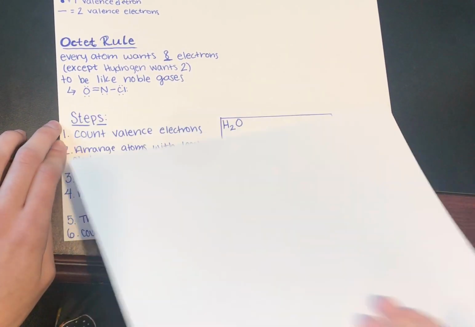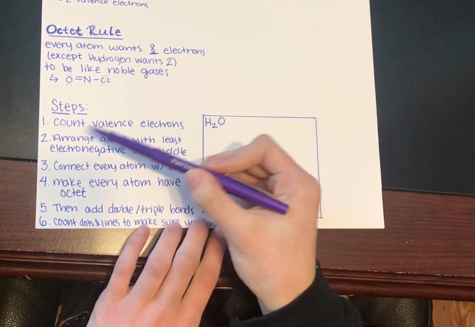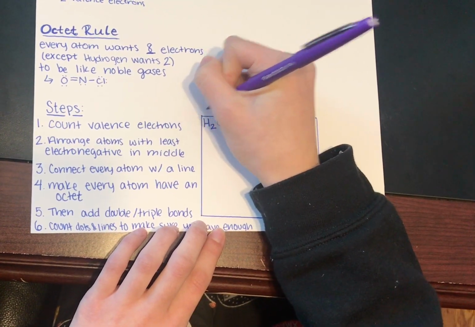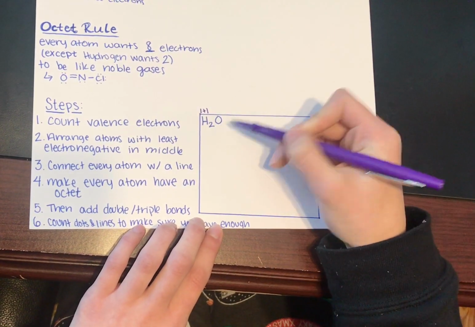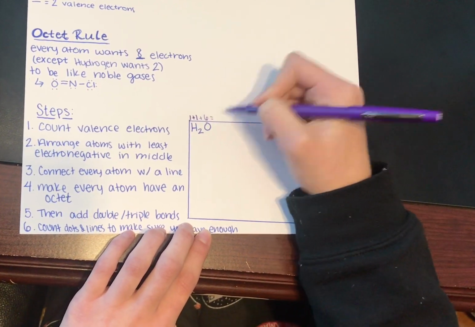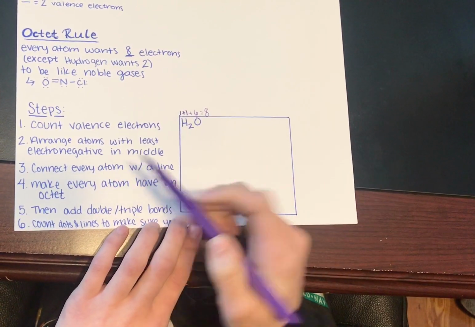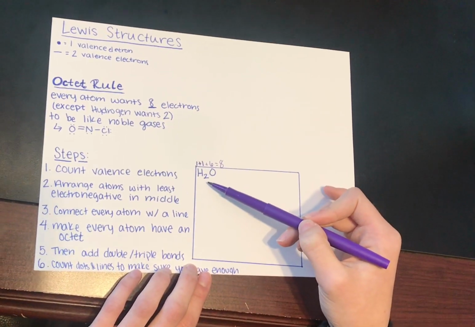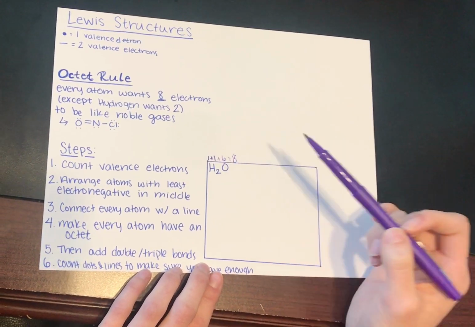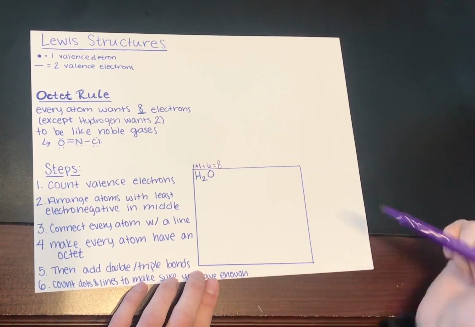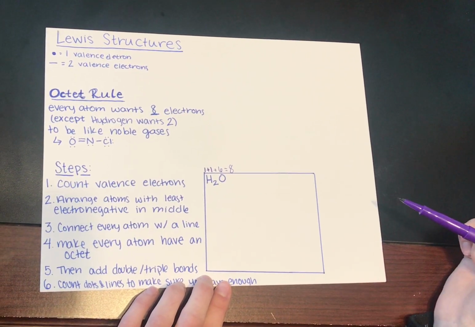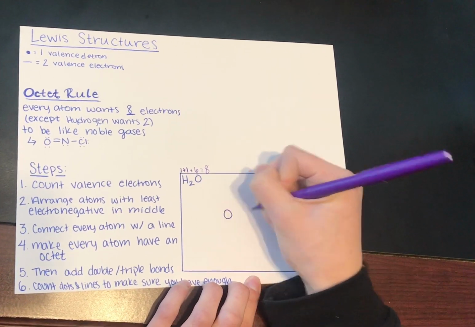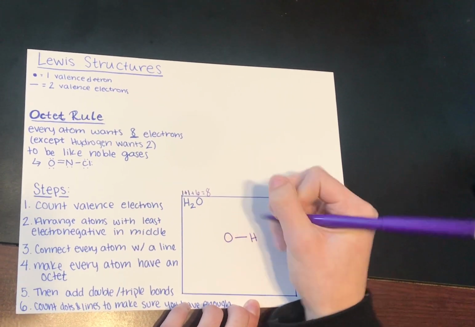So now let's draw one. Here are the steps. First we're going to count the valence electrons. Hydrogen has 1 each, and there's 2, so we're going to do 1 plus 1. And then oxygen has 6, which would equal 8 valence electrons. Then you're going to arrange the atoms with the least electronegative in the middle. You might think the least electronegative would be hydrogen, except it is actually oxygen, because hydrogen does not want 8 electrons and oxygen does, so hydrogen just never goes in the middle. So let's arrange them with oxygen in the middle and hydrogen on the outside.